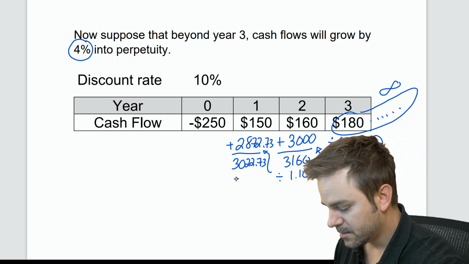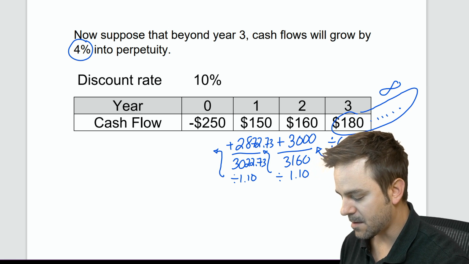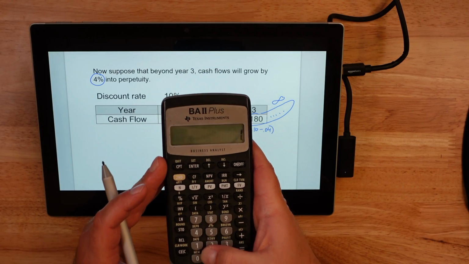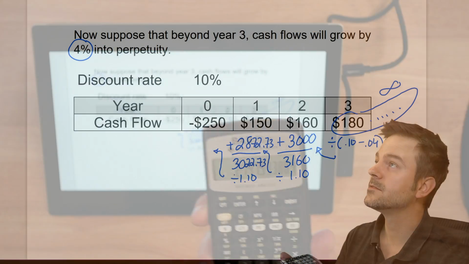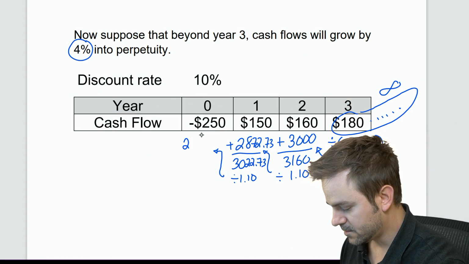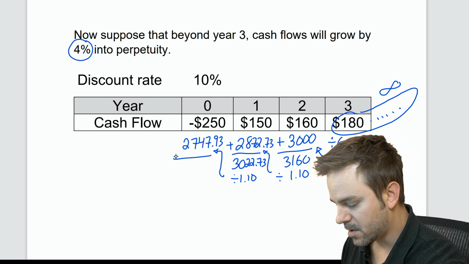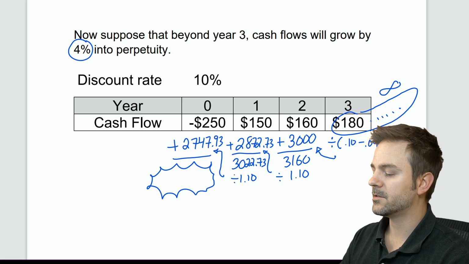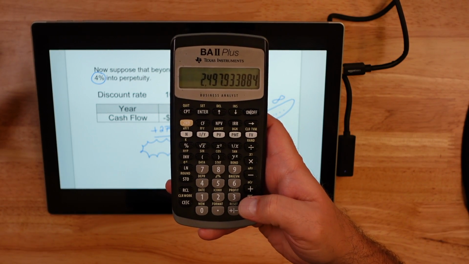Okay, so here we go. Divide by 1.1, which is 1 plus the discount rate. That moves you back one period, so divide by 1.1, and we have 2,747.93, and we're almost done. Just subtract your 250, or just combine that with this number right here. So minus the 250, and bam, what's the answer?